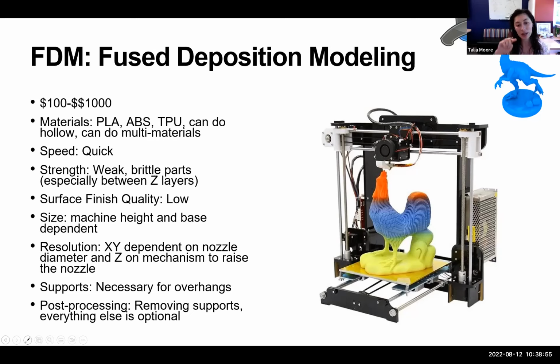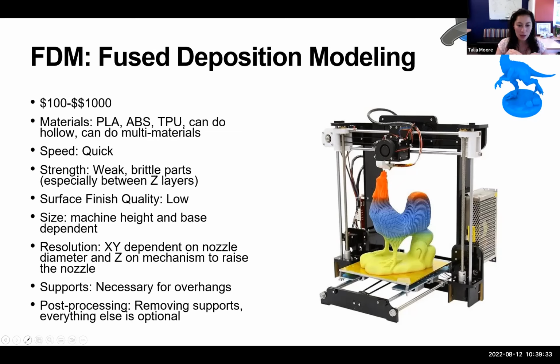The Z direction is perpendicular to the print bed, so in this picture, it's the vertical direction. Your surface finish quality is low, but there are some tricks that you can use to enhance it. And your size is going to be based on your machine height and your base. There are 3D printed houses using cement in the same type of configuration, and it's just based on how big your 3D printer is.